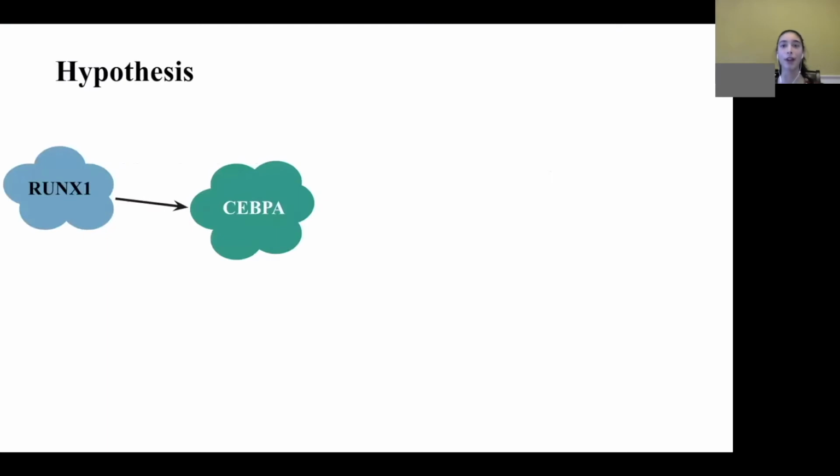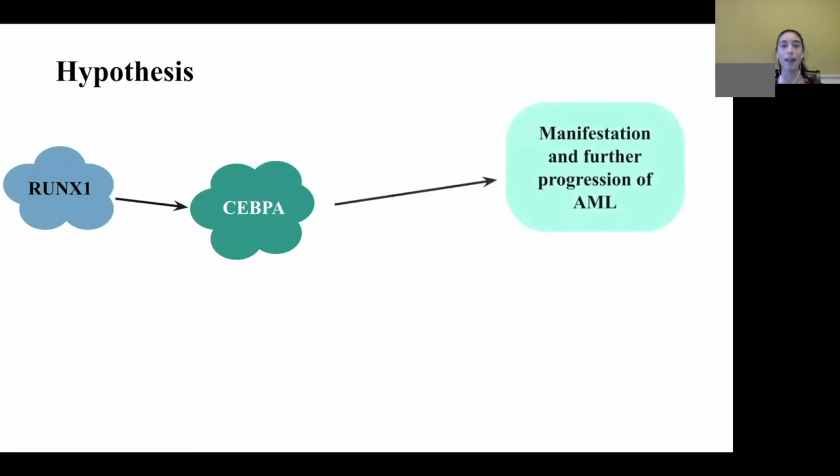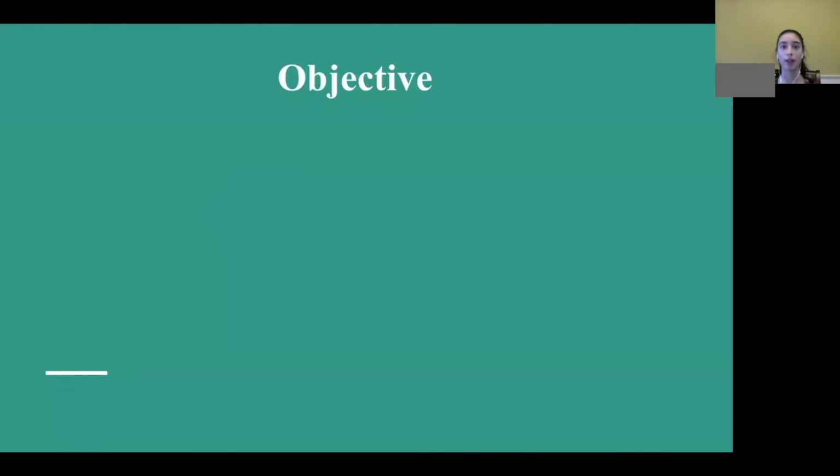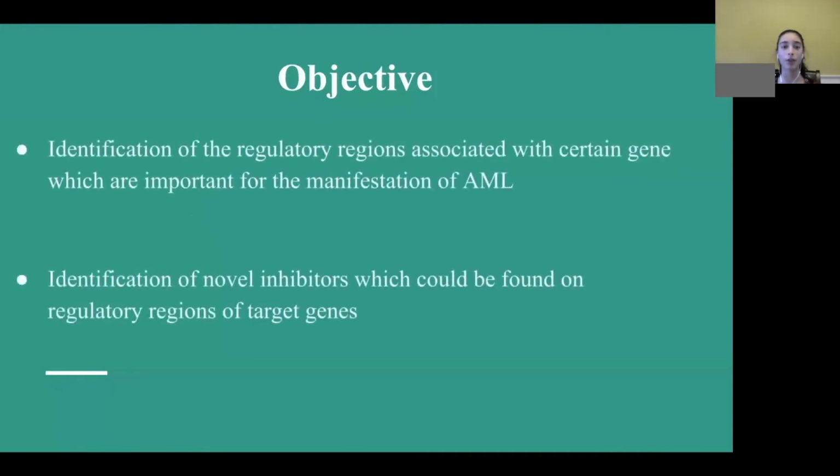Now that we got into what AML is, the genesis of my work, we can understand my hypothesis for this research project. My project was to recognize certain genes that cause the manifestation of AML. I researched the gene's direct binding and whether it was upstream or downstream of the target gene. I would then look for inhibitors that could potentially be used to inhibit the activity and in turn prevent AML from further developing. The objective of my research was the identification of regulatory regions associated with certain genes which are important for the manifestation of AML, and the identification of novel inhibitors which could be found on regulatory regions of target genes.